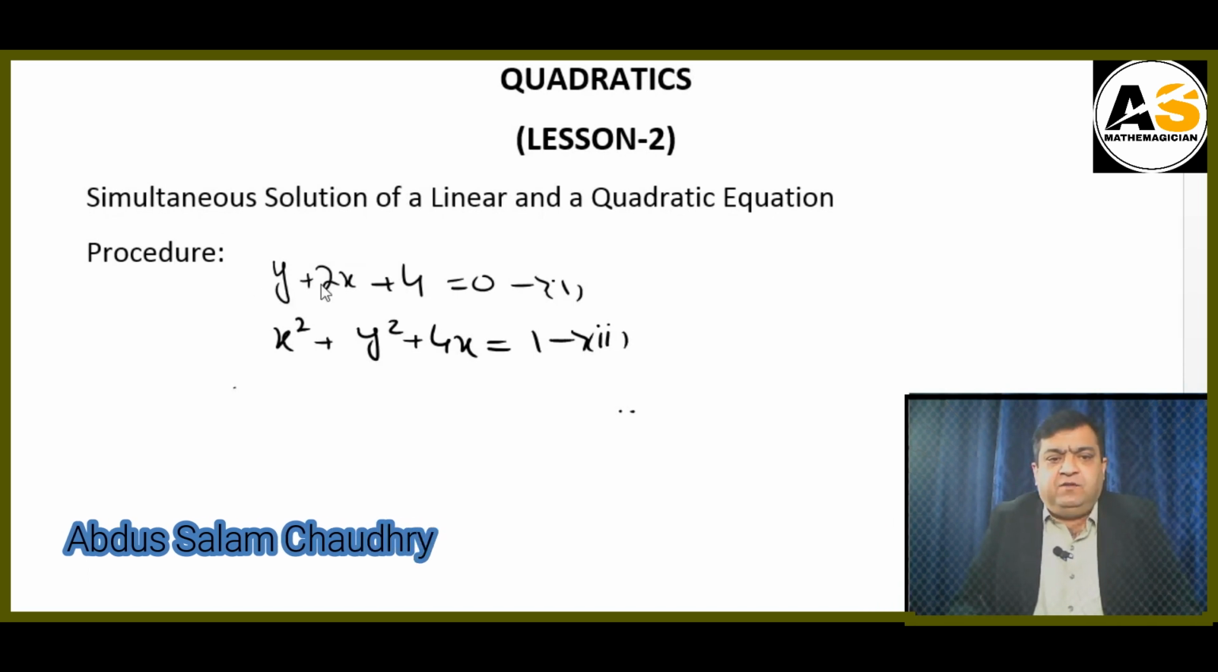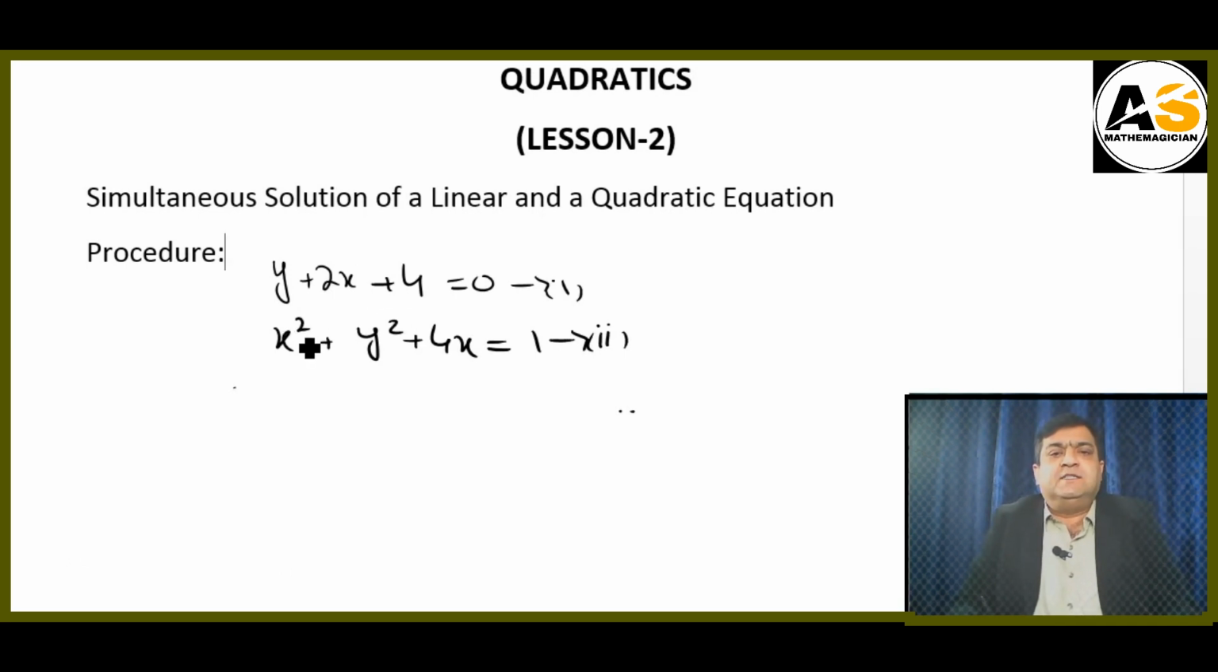For that, I have taken two equations. The first one is linear, y is equal to 2x plus 4. Second one is quadratic, x square plus y square plus 4x is equal to 1. So let us learn the procedure step by step. First step will be, we will get the value of y from the linear equation.